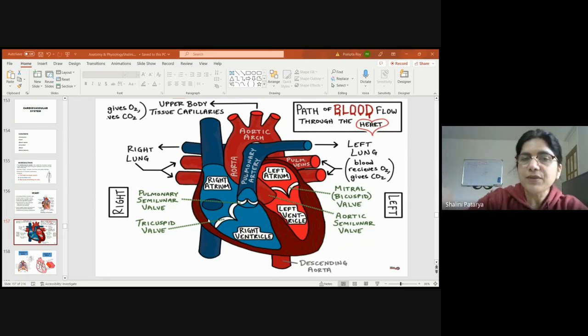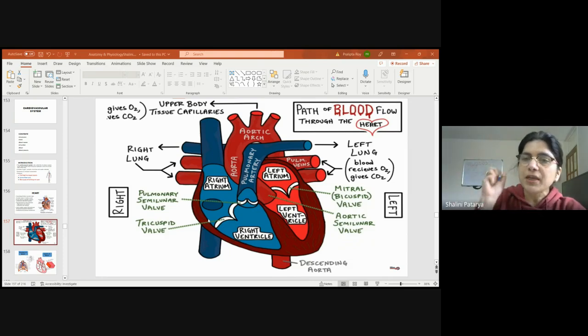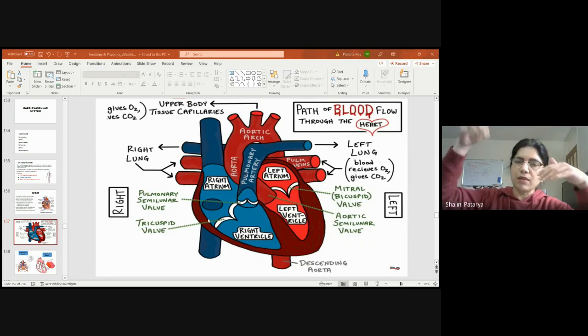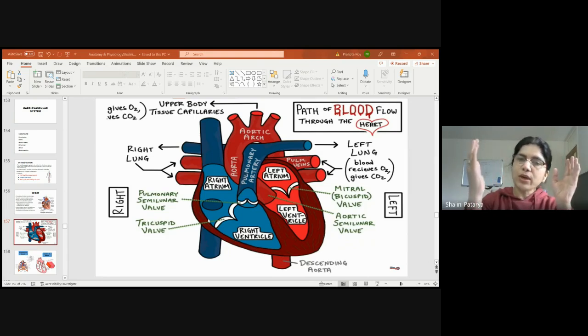Because the blood on the left side has to move to the complete body, that is why the pressure required is a little bit more. But the right side just needs to pump the blood to the lungs so that it gets oxygenated and the carbon dioxide goes off, and then it comes inside the heart. That is why the work is very less on the right side, but a little bit more on the left side. So the muscles around the left side of the heart are a little bit thick there.